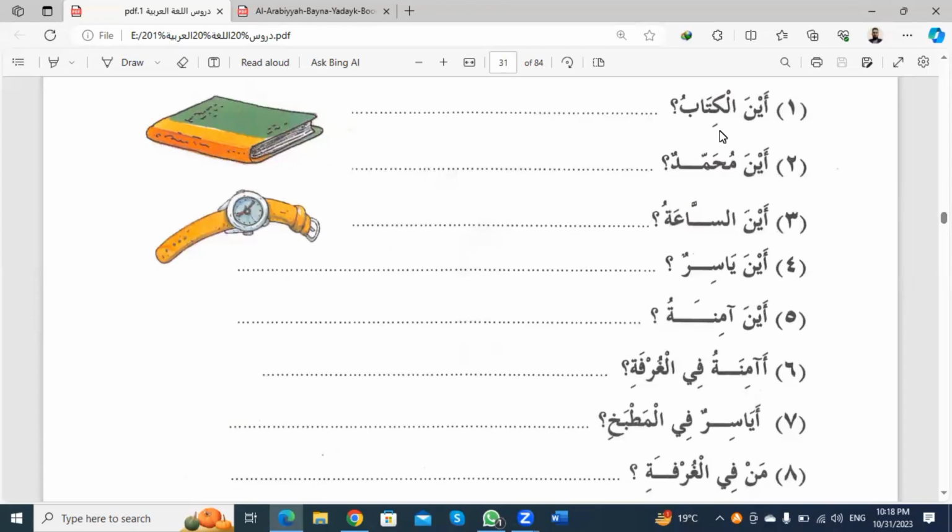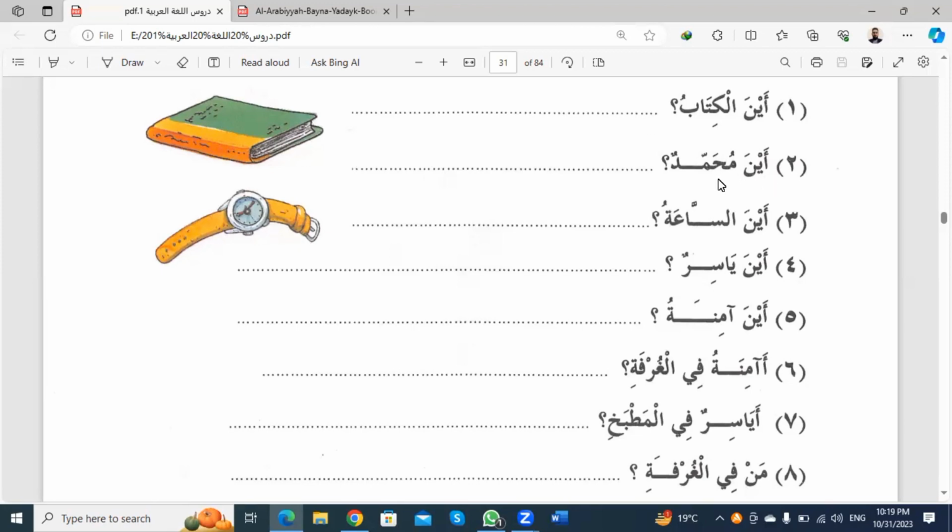So this is the exercise. أين الكتاب? So you can say the book is on the bed. هو على السرير. أين الكتاب? Where is the book? هو على السرير. It is on the bed. Is it clear? Yes.